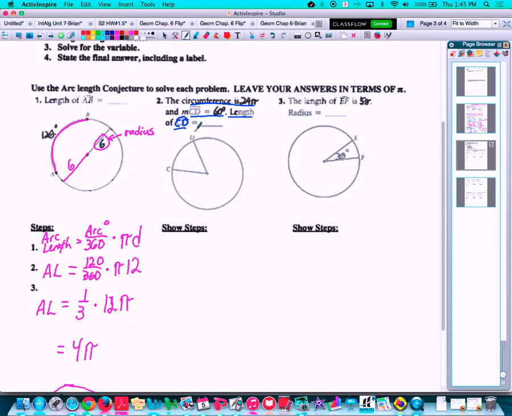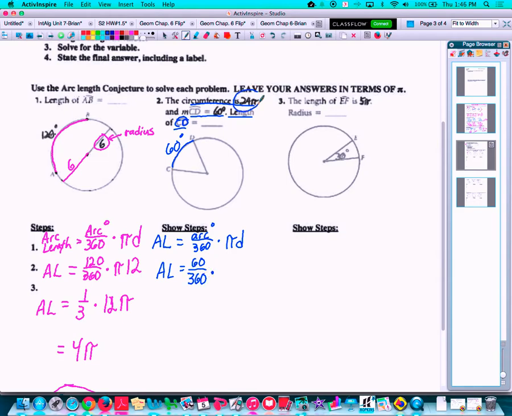All right, so once again, let's start off with our formula. And I'm just going to abbreviate arc length now as AL just to save some space. AL is equal to the arc measure out of 360 times the circumference, so times pi d. All right, let's plug in what we know. We know that the arc measure right here is 60 degrees. So arc length is equal to 60 out of 360.